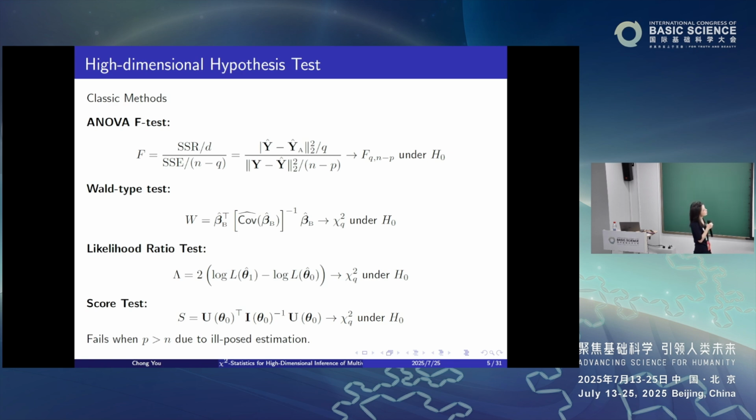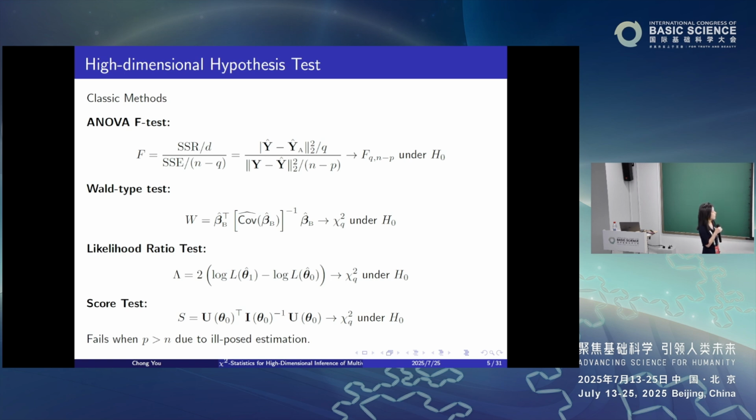This test is based on the property of the maximum likelihood estimate, MLE. We know that under regularity conditions, the MLE has an asymptotic normality property. With this asymptotic normality property, we can construct this test statistic. Basically, it measures how far your coefficient beta B is from 0.